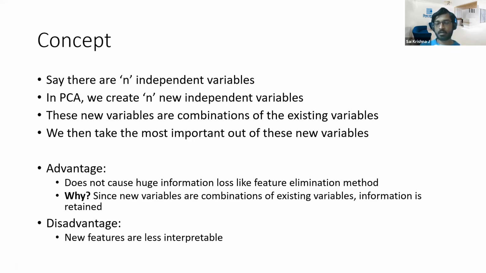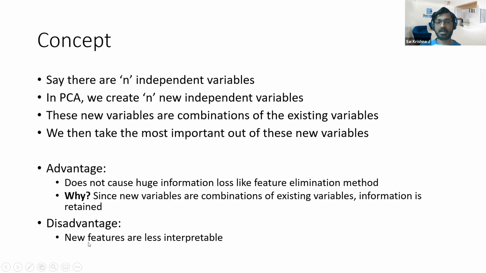So even if you drop some of the variables, since that variable is retained in some format as a combination, you do not lose all the information. Okay, so that is what we are saying: it does not cause huge information loss like the feature elimination method. Why does this happen? Because new variables are the combination of existing variables, and you retain that information. Okay, but what is the disadvantage of this technique?